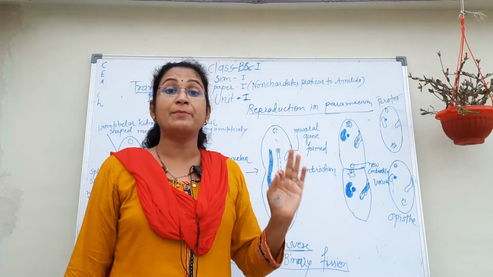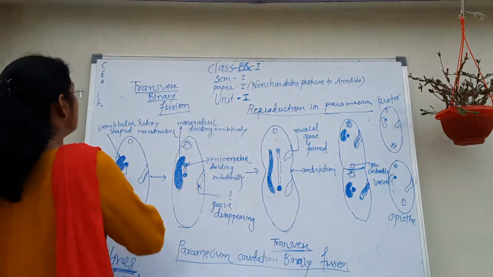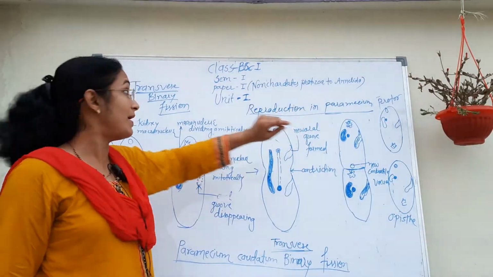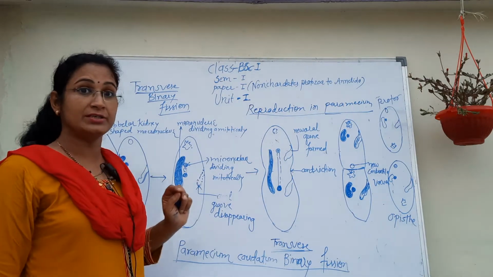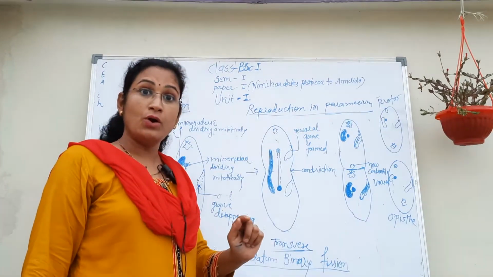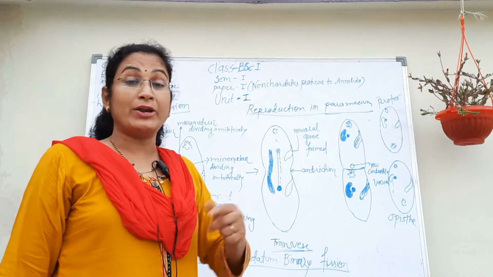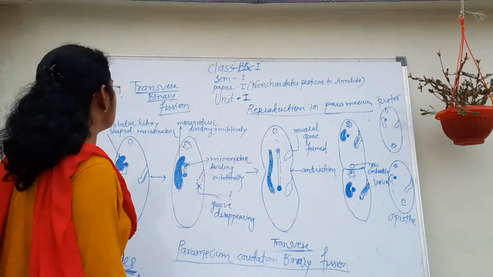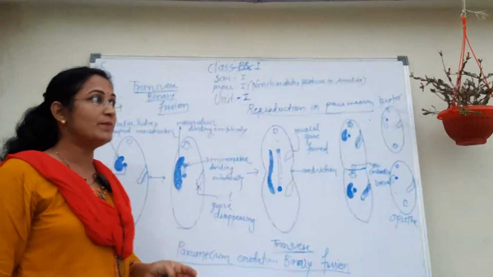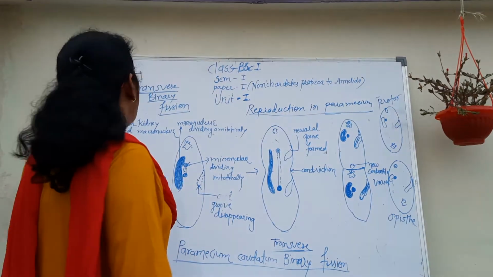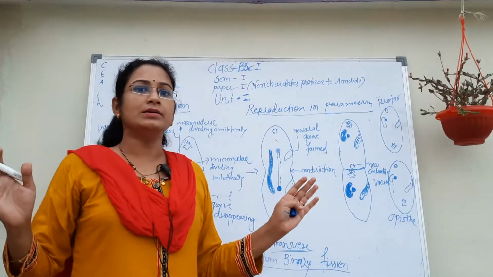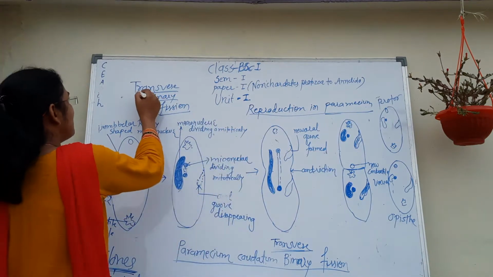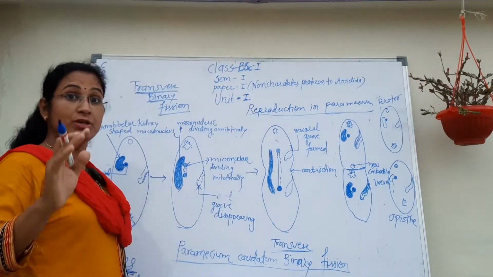Paramecium reproduces asexually by transverse binary fission, and it also undergoes nuclear reorganization such as conjugation, endomixis, cytogamy, and hemimixis. All these are sexual reproduction. Now we see transverse binary fission, which is the asexual reproduction.